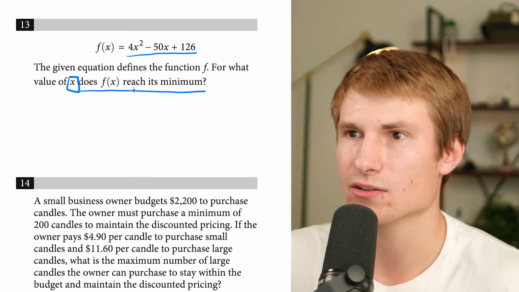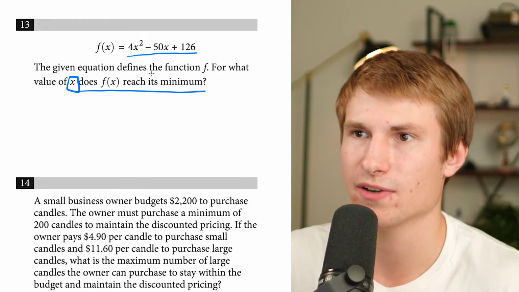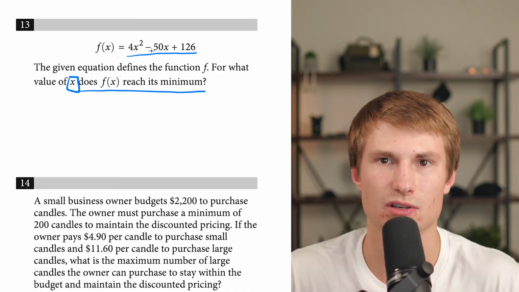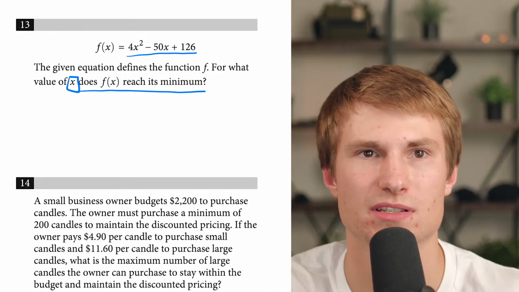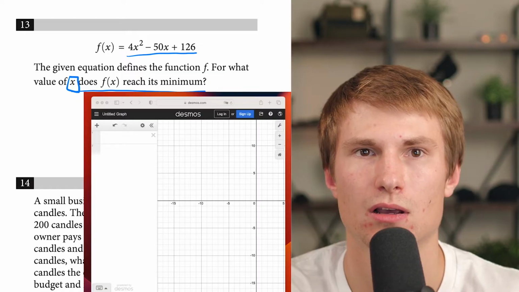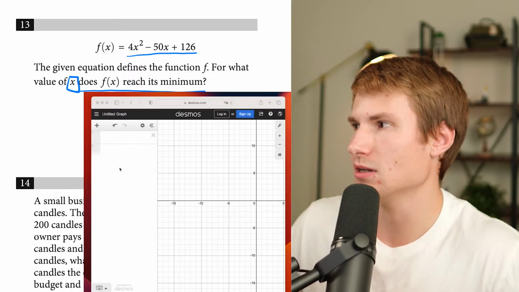so you could try to factor this. In my opinion, this looks pretty difficult to factor, or at least there's potential for mistakes. So since this is the digital SAT, this is a prime example of a question I would use Desmos on. So I'm going to go ahead and pull up Desmos, and I'm going to put this in.